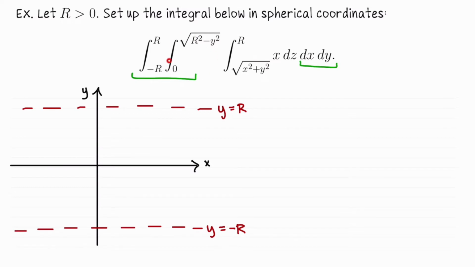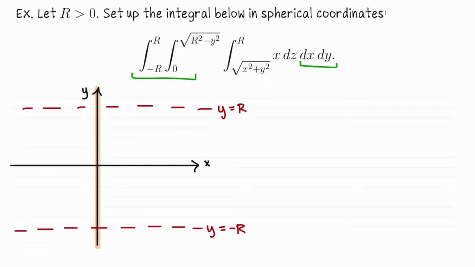Next, we take a look at the middle bounds of integration. X is greater than or equal to 0 and less than or equal to the square root of r squared minus y squared. X equals 0 is the y-axis. So this is telling us that our shadow lives to the right. So what we'll sketch will be over here.